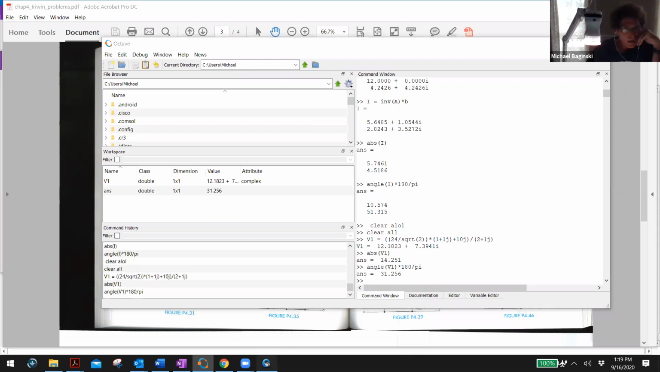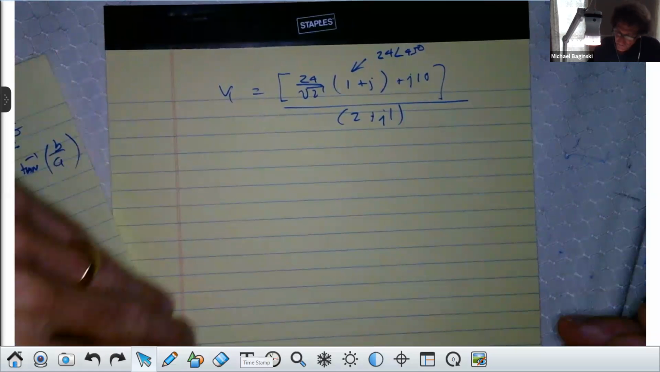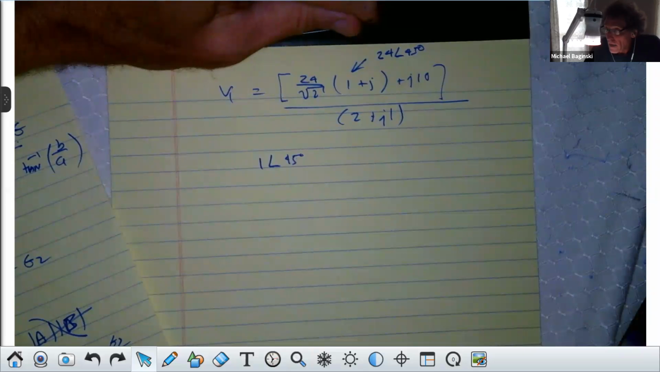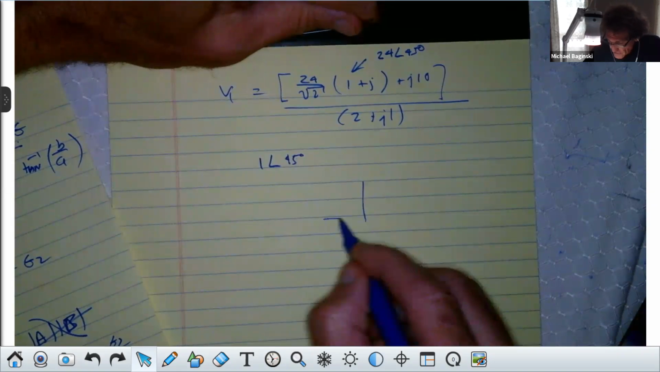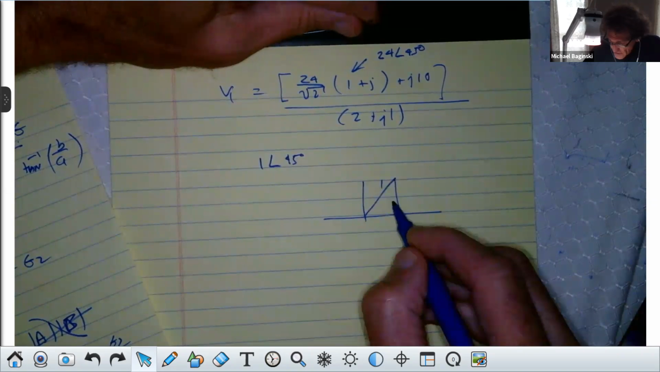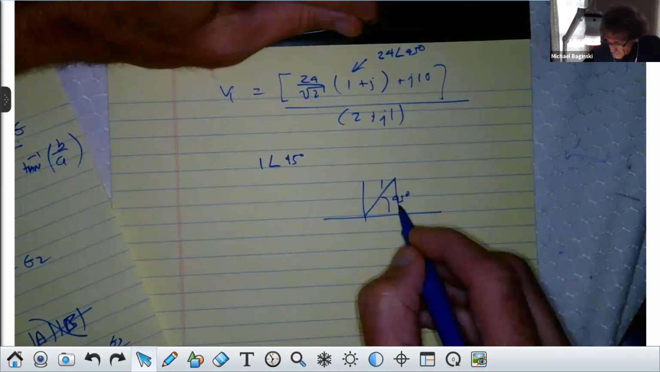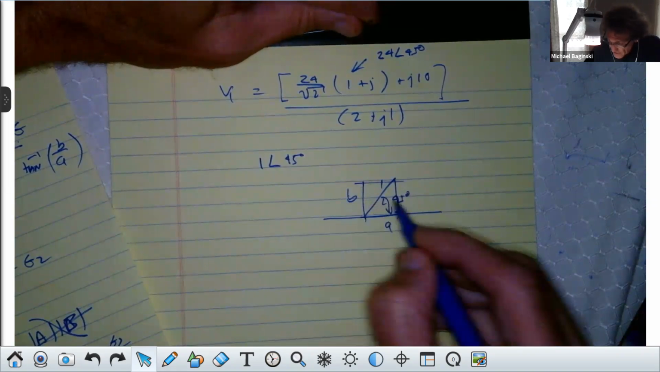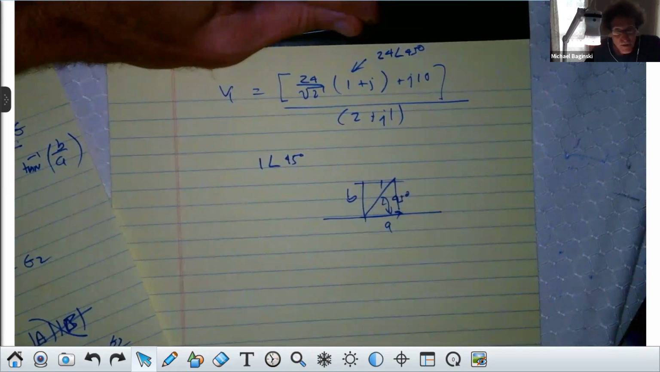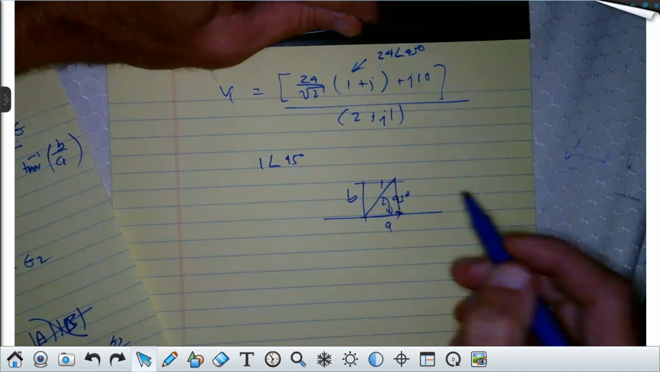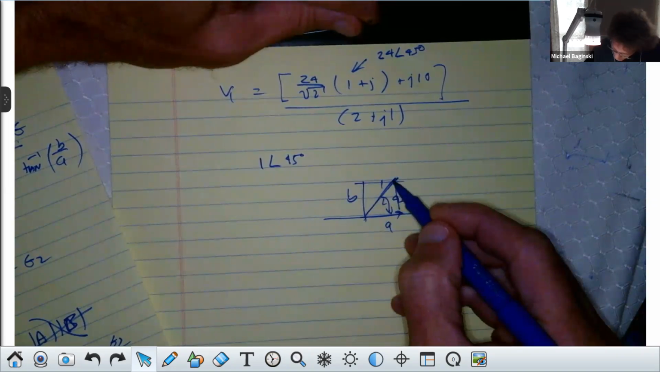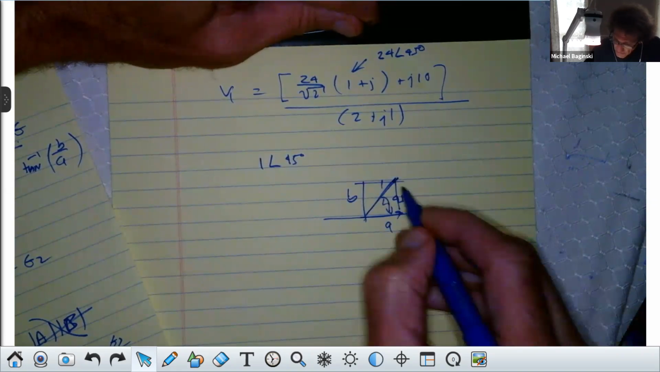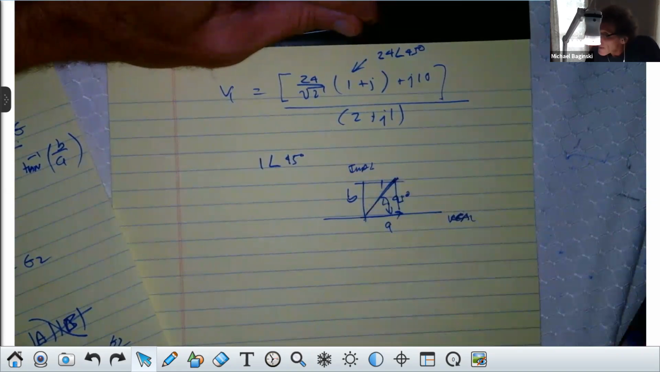Yeah, when you have 1 at an angle of 45 degrees, what this really is, is 1 as the magnitude, and the angle is 45 degrees. This would be the real axis, A, and this would be the imaginary axis, B. Do you follow me? Yes.